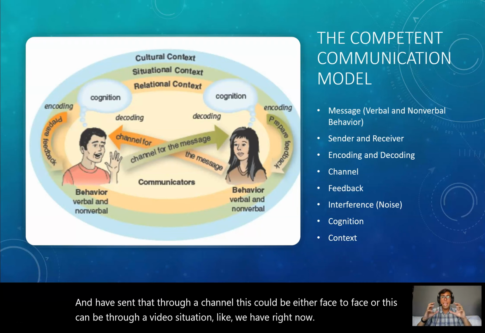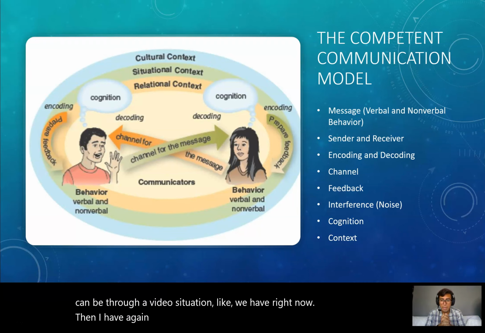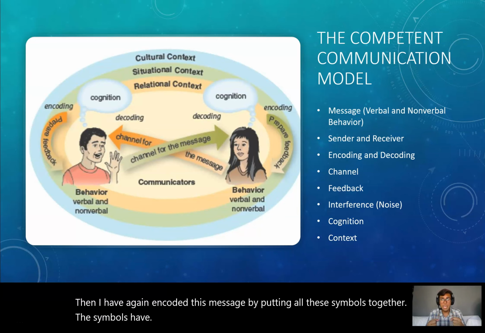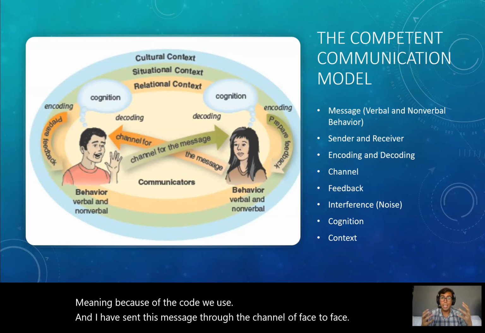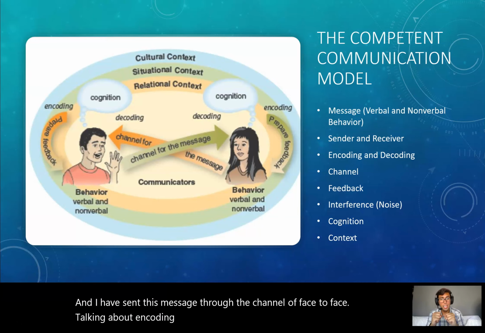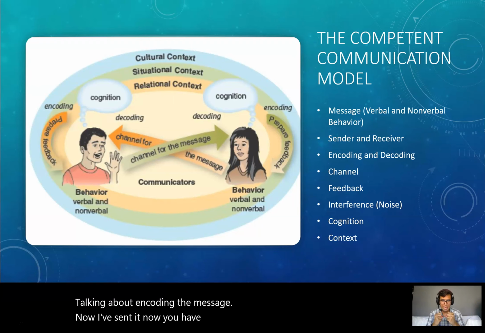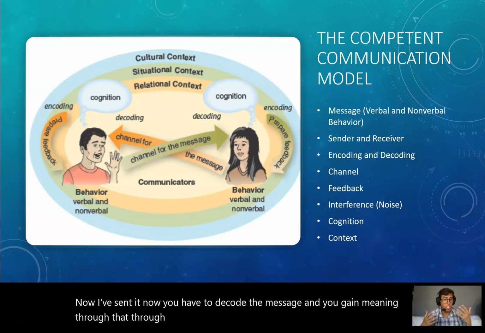So I have encoded this message by putting all these symbols together. These symbols have meaning because of the code we use, and I have sent this message through the channel of face to face. Now that I've sent it, you have to decode the message, and you gain meaning through the different cognitions that you have about those symbols.